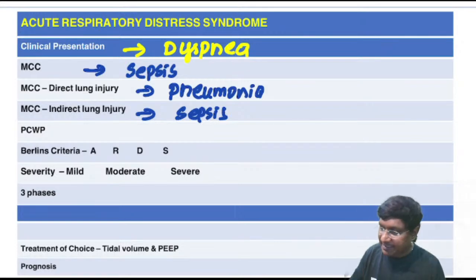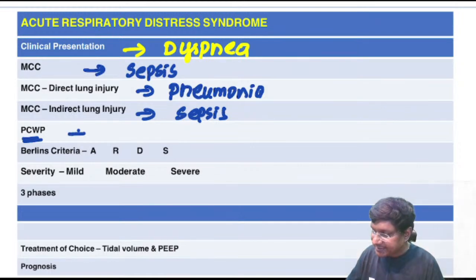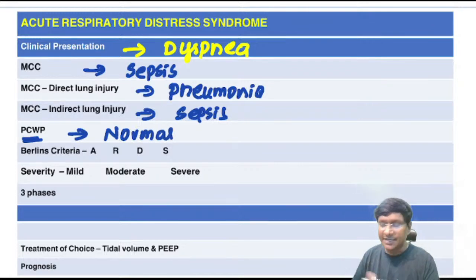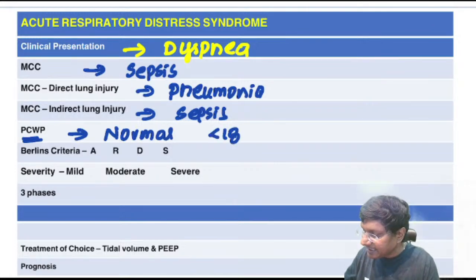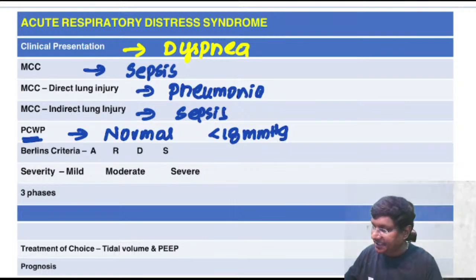Now, what will be the pulmonary capillary wedge pressure in ARDS? In ARDS, there will be a normal pulmonary capillary wedge pressure, that is less than 18 millimeters of mercury. Okay, and how do you measure this pulmonary capillary wedge pressure?